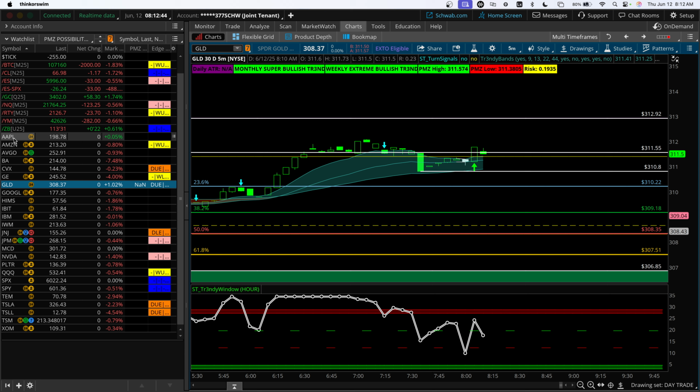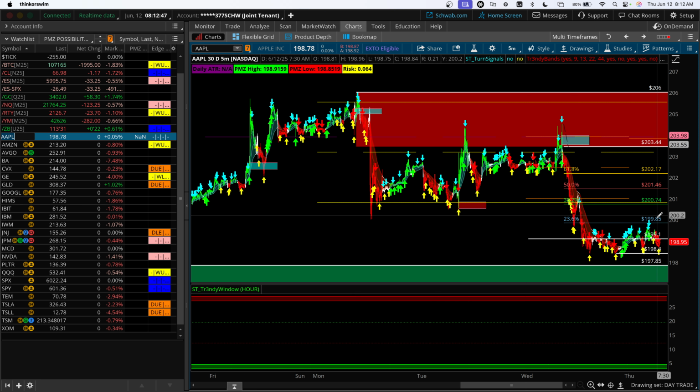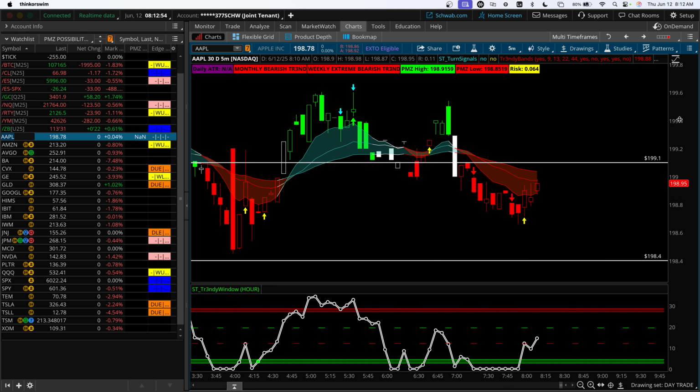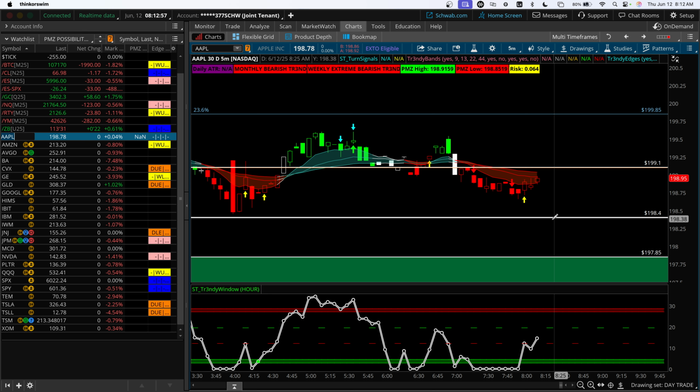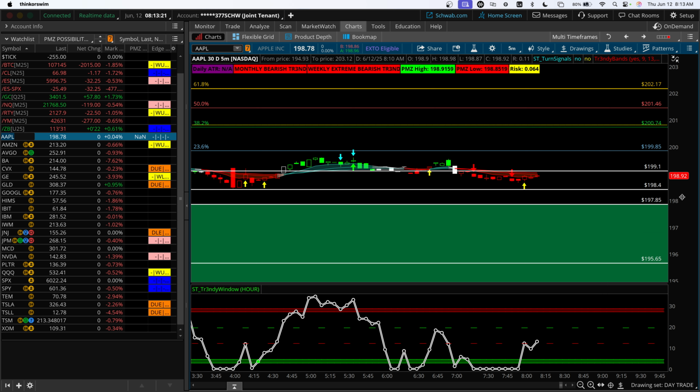Apple, again, I have some room to play it to the upside, but not as much room to play it to the downside because my target for a buy zone, which would be my target if I'm playing it short, is 197.85. That is about $1 below where my PMZ is currently printing. So a dollar reward to my ultimate target down there. But this zone is wide enough that I do have some levels to play it down.